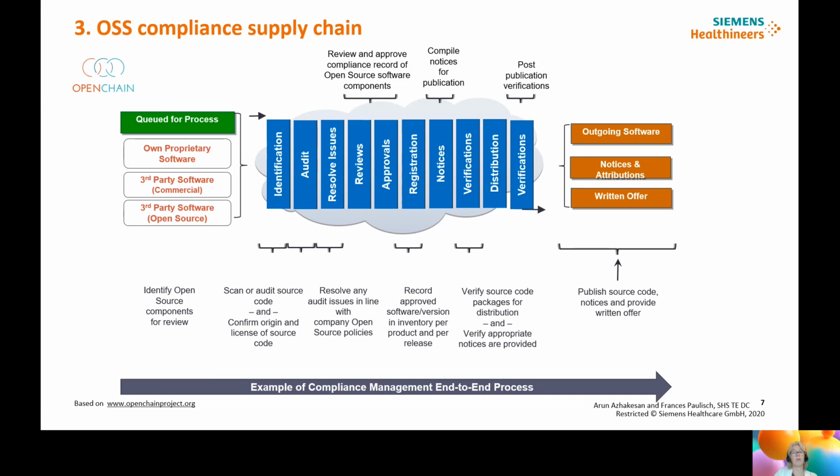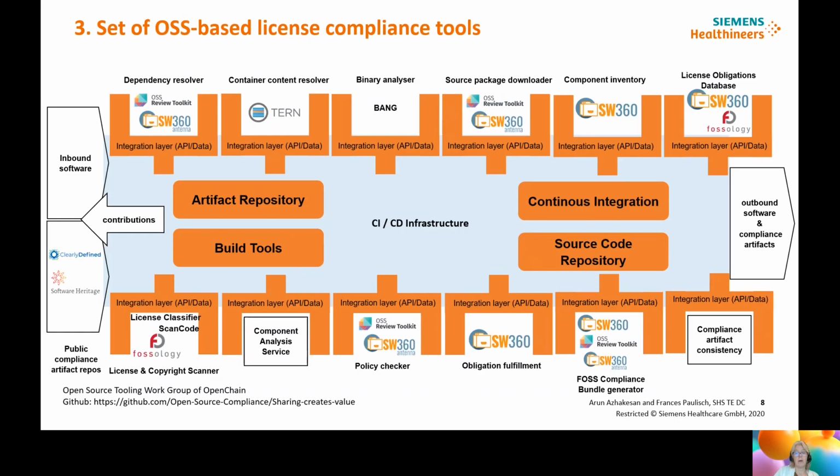But it's not just open source you have to do. You have to, of course, also know your commercial licenses in addition. And this slide shows that within the OpenChain group, there is also a work group called the Open Source Tooling Work Group. You can see also a pointer to their GitHub site here at the bottom left. So this shows a number of the tools in this space.